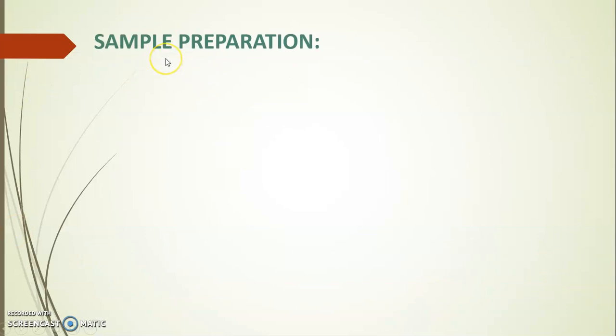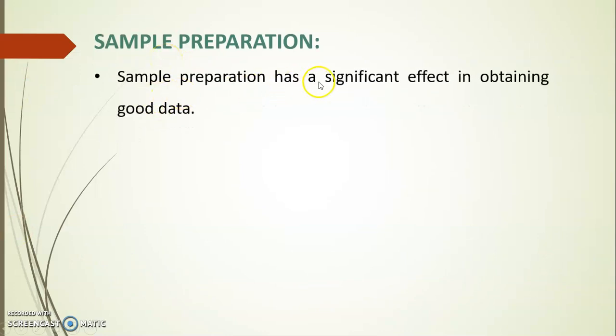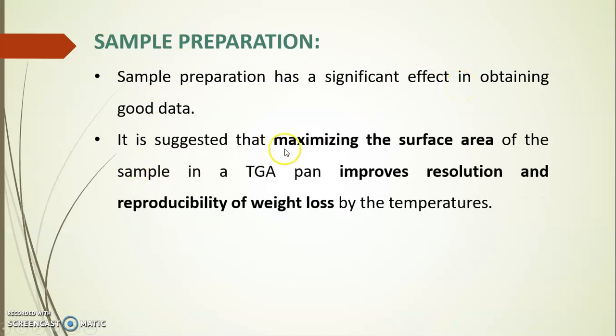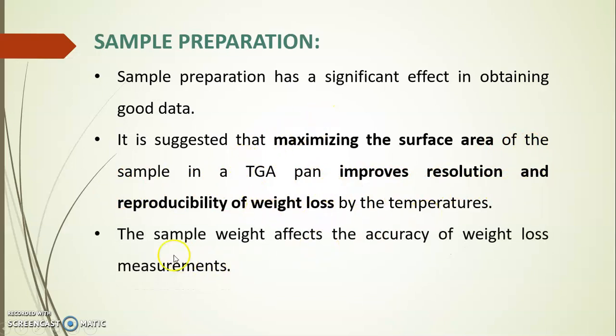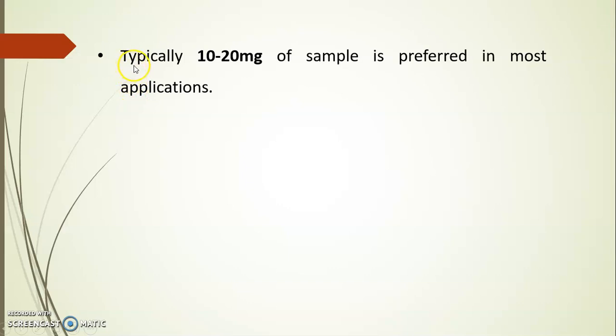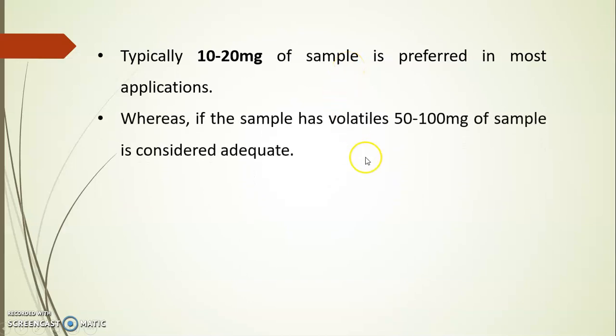Next part is the sample preparation. Sample preparation has a significant effect in obtaining good data. It is suggested that maximizing the surface area of the sample in the TGA pan improves the resolution and reproducibility of the weight loss by the temperatures. The sample weight affects the accuracy of weight loss measurements. Typically, in this TGA instrument, we can use 10 to 20 mg of the sample, and if the sample is volatile, then we use 50 to 100 mg of sample.